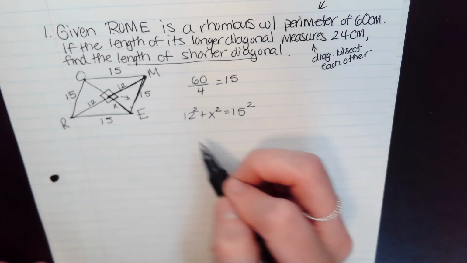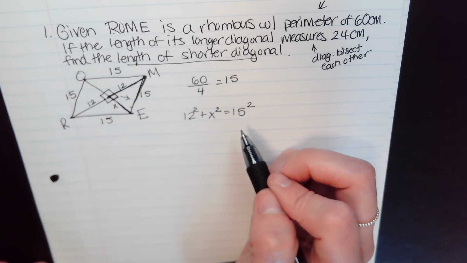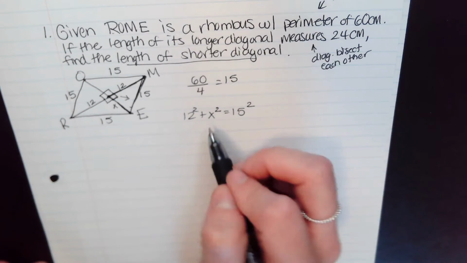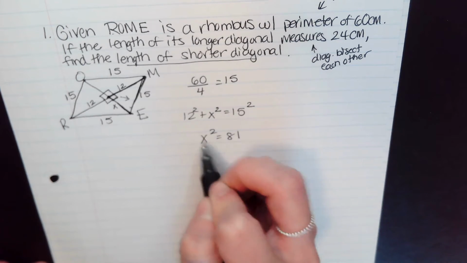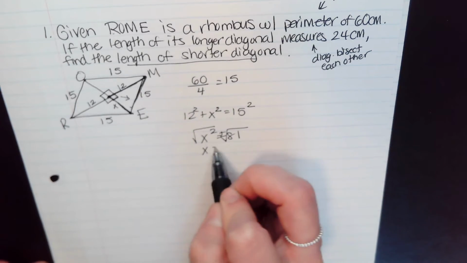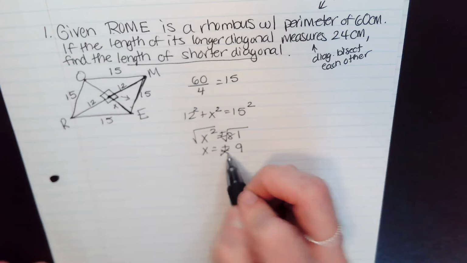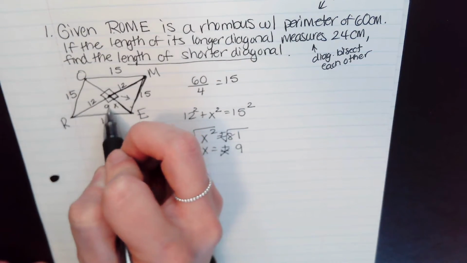So pause the video here, take a moment, solve for x, and then write down the length of the shorter diagonal. All right, so you should have gotten your 225 minus your 144. You should have gotten x squared equals 81, so x equals plus or minus 9. Now we're talking about the length of a diagonal, so we have to reject the negative. So we just are left with x equals 9.